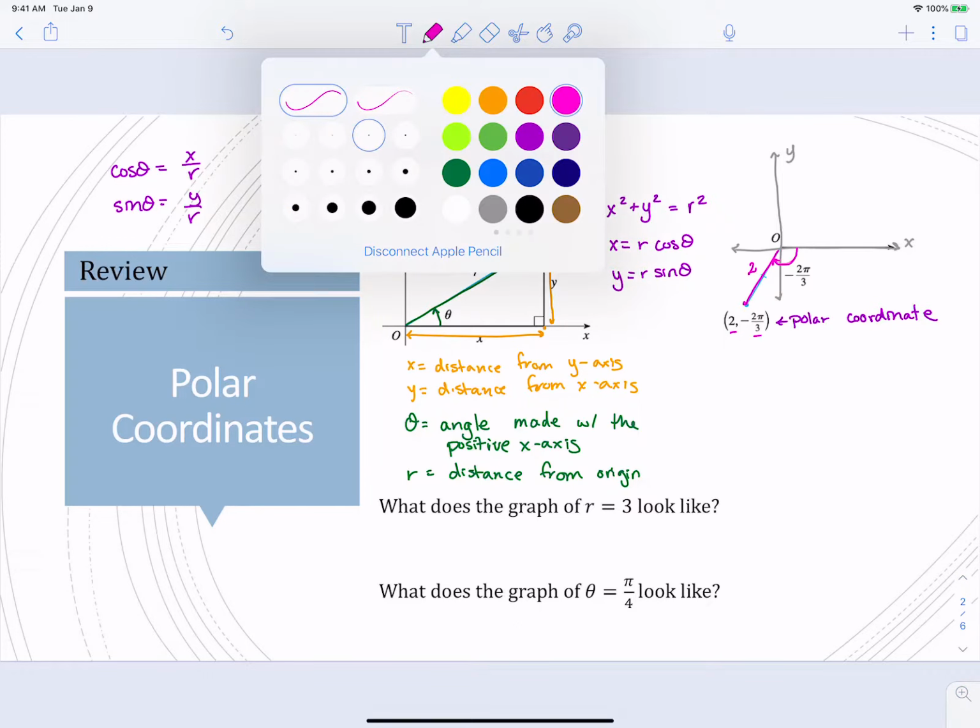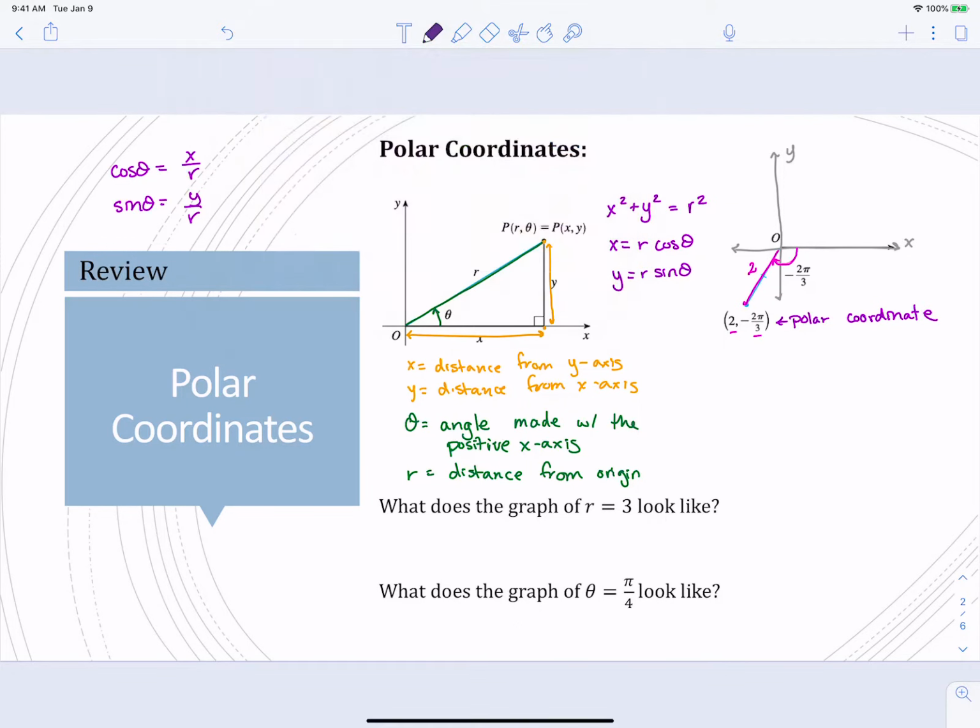If we were curious what that point was in rectangular coordinates, we could totally find that. The x value would be r times the cosine of that angle, and y would be 2 times the sine of that angle. x in that case is negative 1. y in this case is 2 times the negative square root of 3 over 2, or negative square root of 3. So this point is the same as negative 1, negative square root of 3 in rectangular coordinates. So just two different ways to talk about that place on our graph.